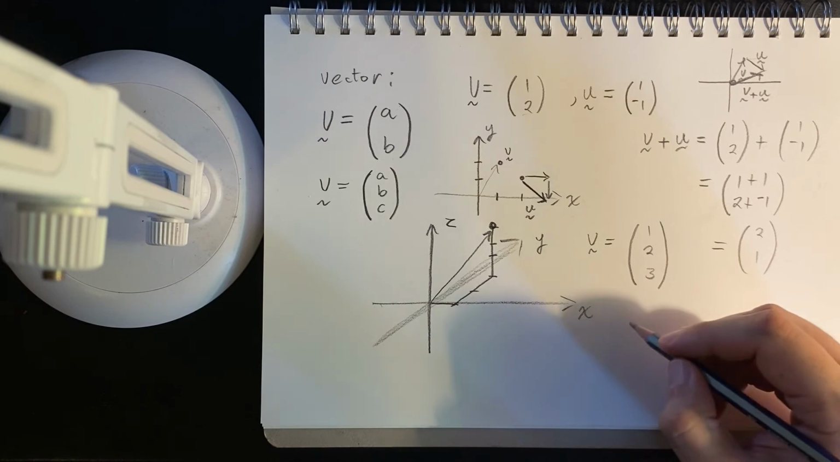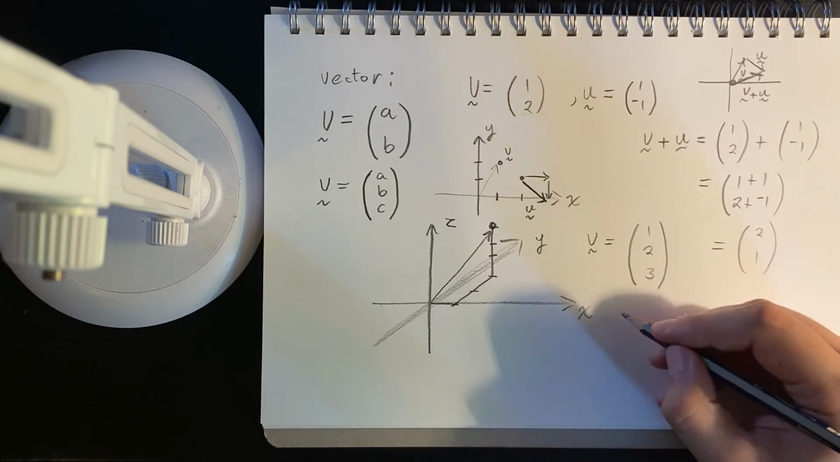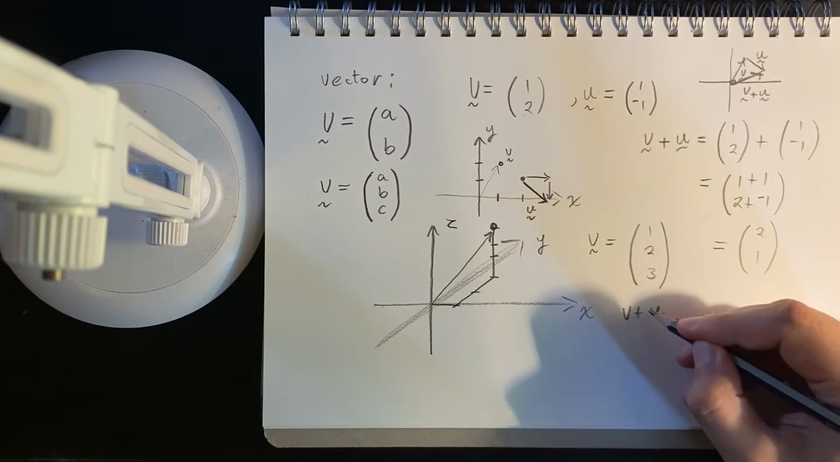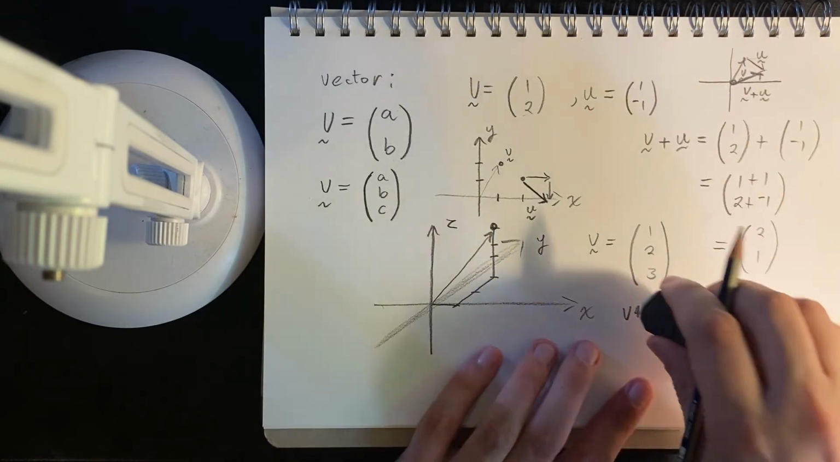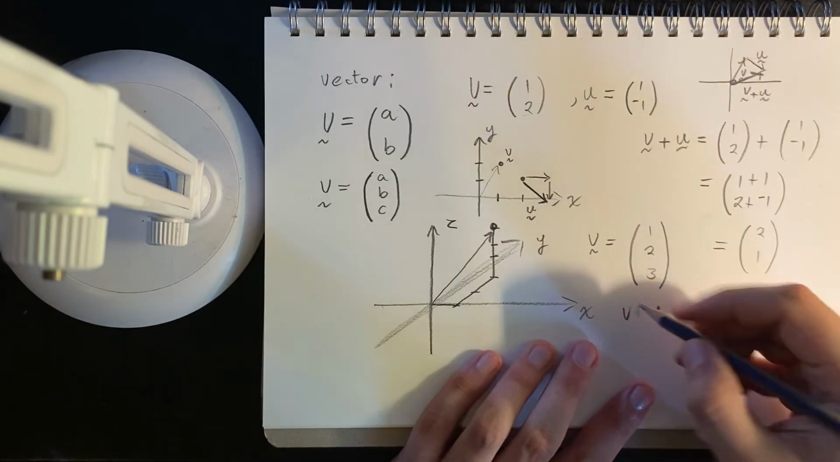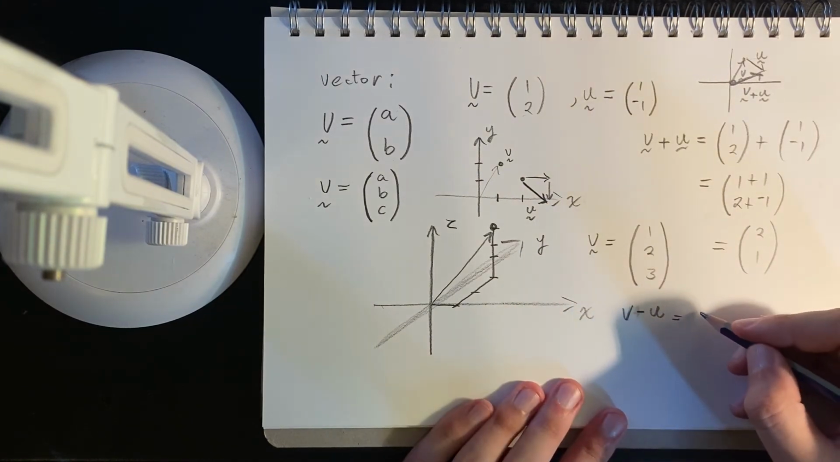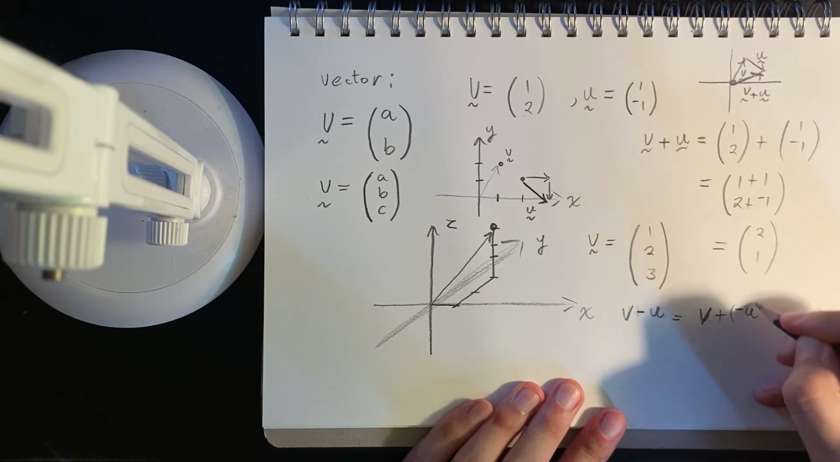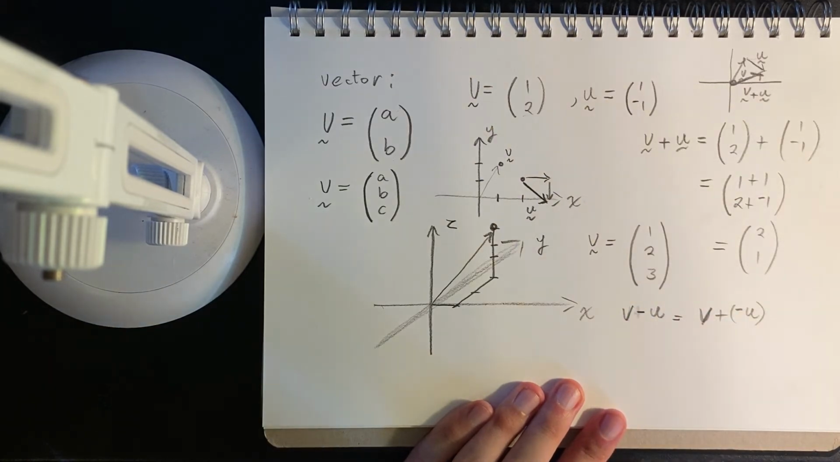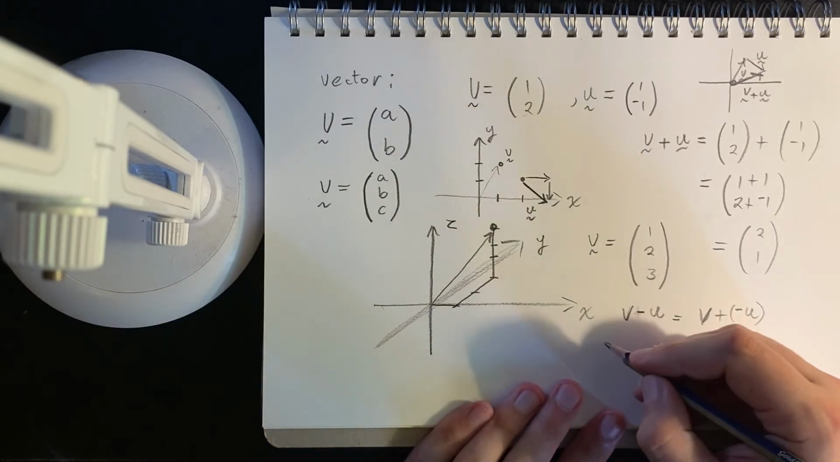We can also subtract vectors. For any vectors, v plus, oops, gave myself away. It's not plus, it's minus. V minus u is really just the same thing as v plus negative u.